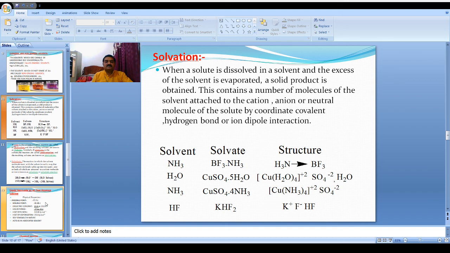The second example is copper sulfate. Here water is used as solvent and it forms the tetraaqua copper(II) sulfate complex. Then the next one, the tetraammine copper(II) sulfate complex, and the last one is K+, F- and HF. This is the type of formation of coordinate covalent bond in these examples.